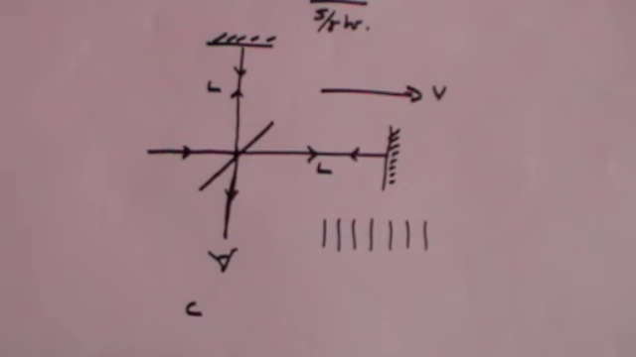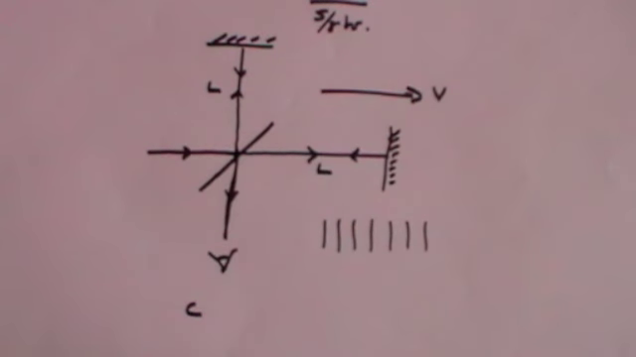That is to say that the speed of light, c, is constant, independent of the speed of the observer or the speed of the source. And that turns out to be a critical point when it comes to special relativity.